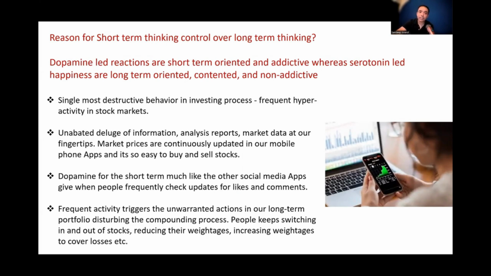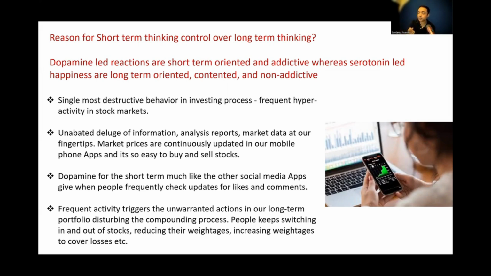Dopamine-led reactions are short-term oriented and addictive, whereas serotonin-led happiness is long-term oriented, contented, and non-addictive. What are these things? Dopamine and serotonin are chemicals in our brains, produced in our brains. There are many chemicals, thousands of chemicals. These are two popular ones. Dopamine is a short-term one.